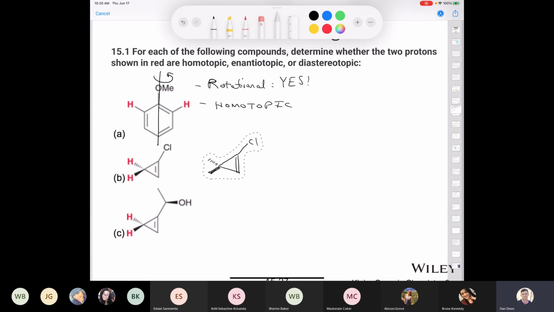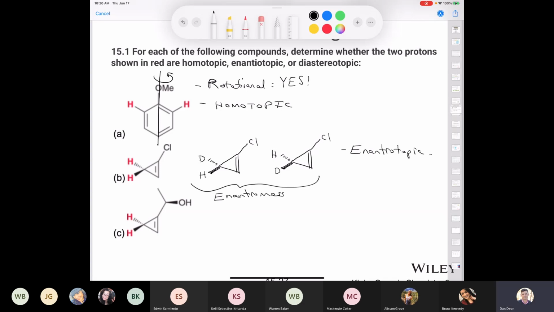So I'm going to copy this and paste it over here. I'll put a deuterium here, a deuterium here, a hydrogen here, and a hydrogen here. So what am I doing? I've got a stereocenter in the molecule, and I'm basically just inverting that stereocenter. So the relationship between these two compounds is that they are enantiomers. And so the answer is these protons are enantiotopic.